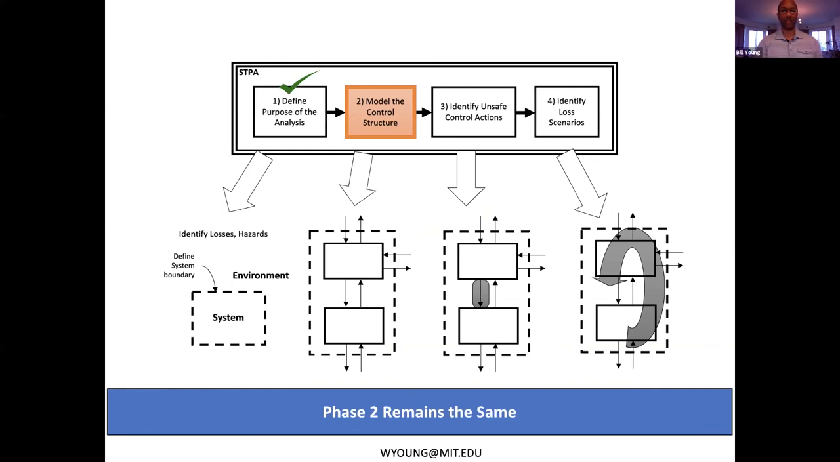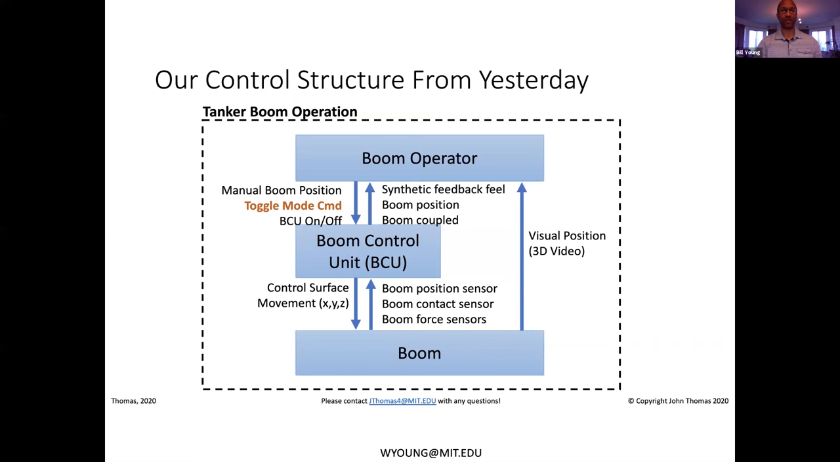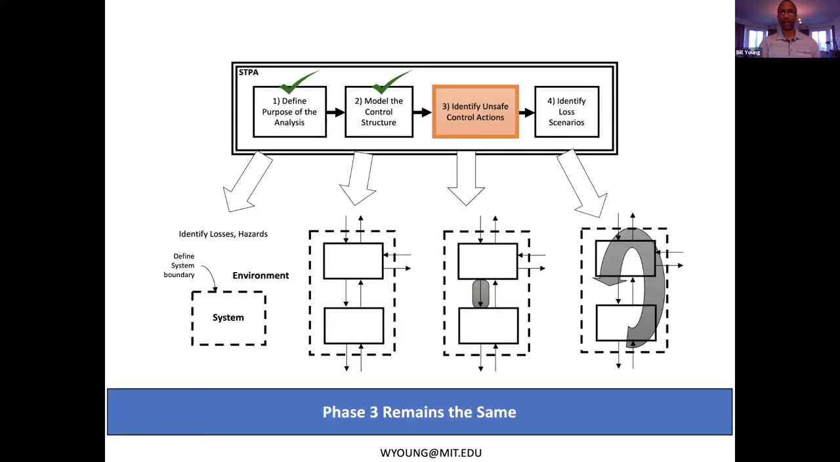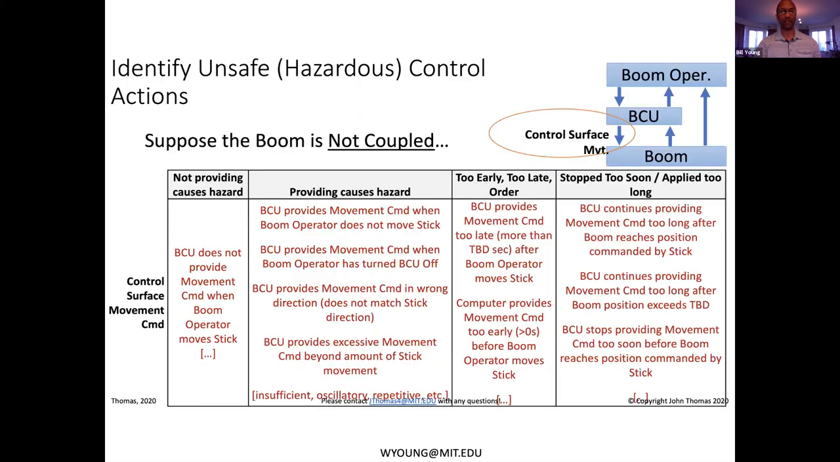And we've got, again, the control structure. I'm using John's control structure from yesterday. No changes there. You would build it exactly the same way. And then we would identify unsafe, unsecure, or hazardous control actions, again, exactly the same way. I'm not gonna repeat that. We'd use the table exactly the same way, nothing changes.